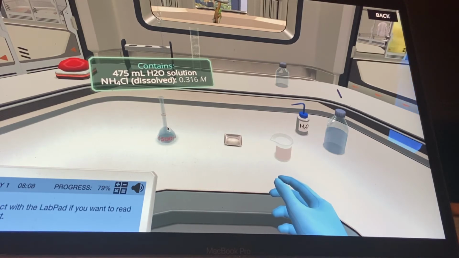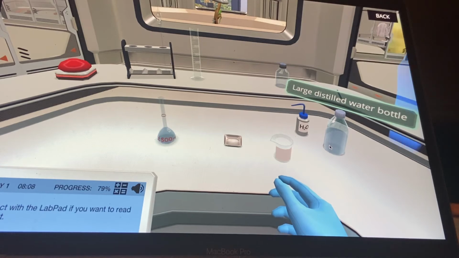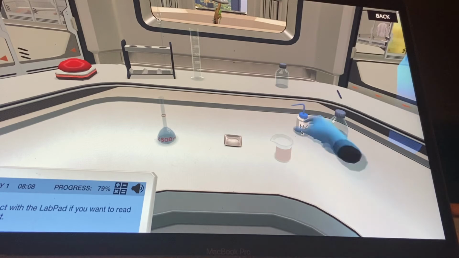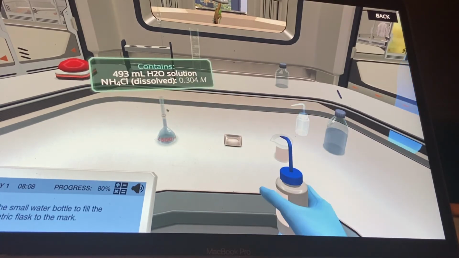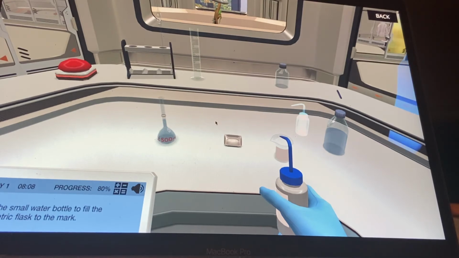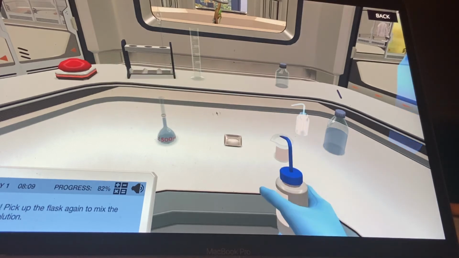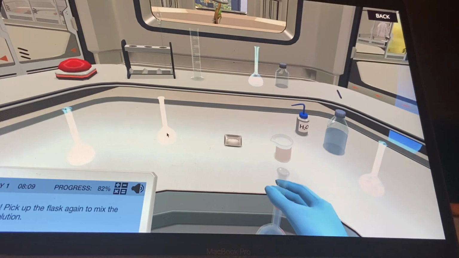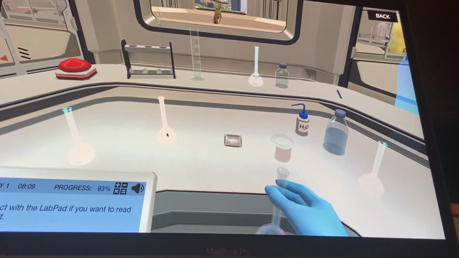Time to fill the flask to the mark. It's really important not to fill over the calibration mark, because then you would have to start over. Use the small water bottle to slowly add water, until it reaches the mark. Use the small water bottle to fill the volumetric flask to the mark. Great. Pick up the flask again to mix the final solution. Awesome. The solution is now prepared to the right concentration, and thoroughly mixed.